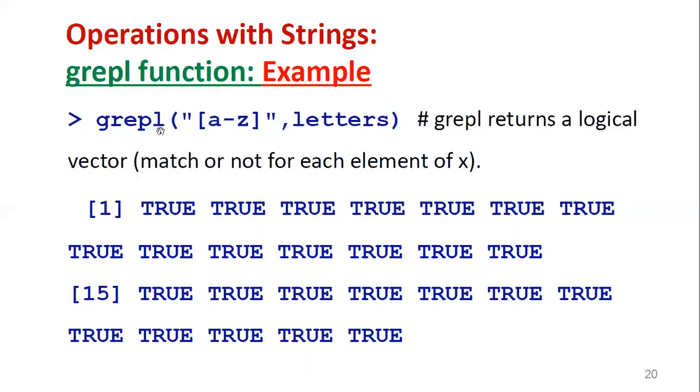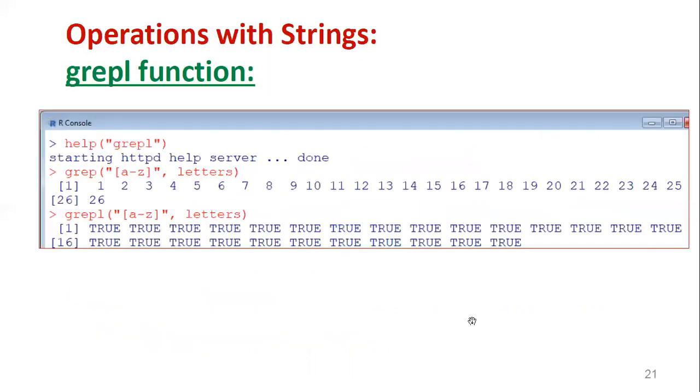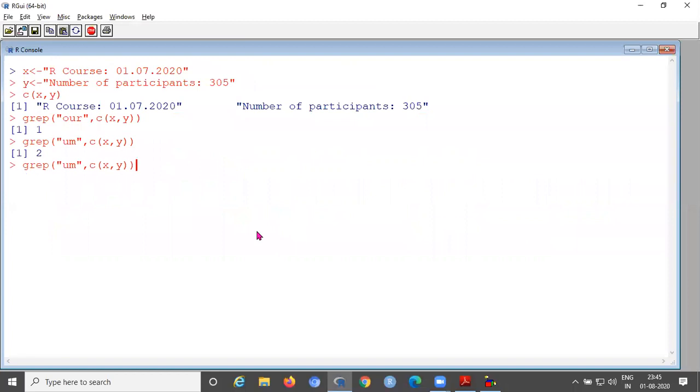That is the use of grepl. It returns a logical vector, whether matching or not matching. Matching means TRUE, not matching FALSE. This is the output. We'll also demonstrate this one. If you need help for this, use help(grepl) as usual. Now we'll demonstrate that one.